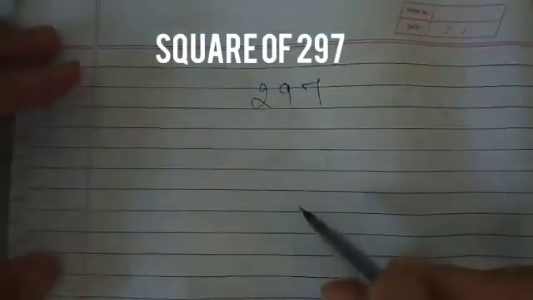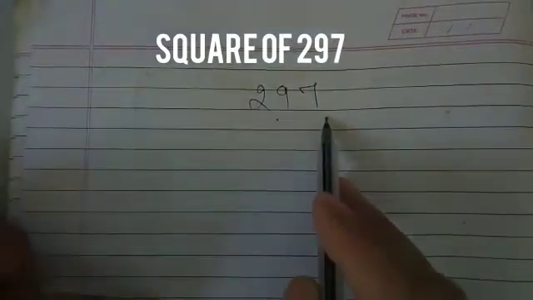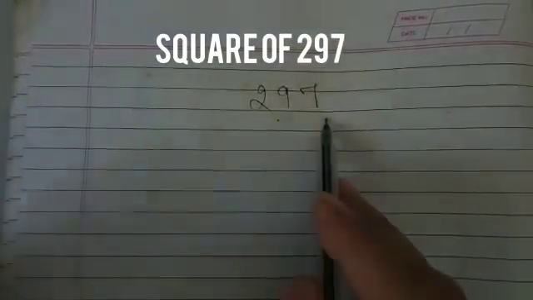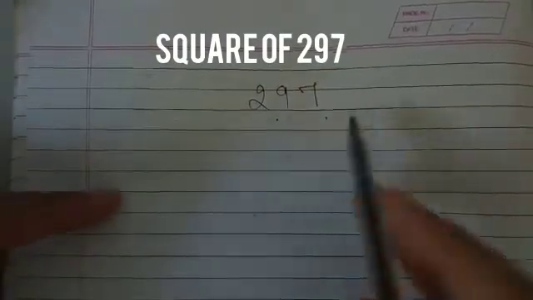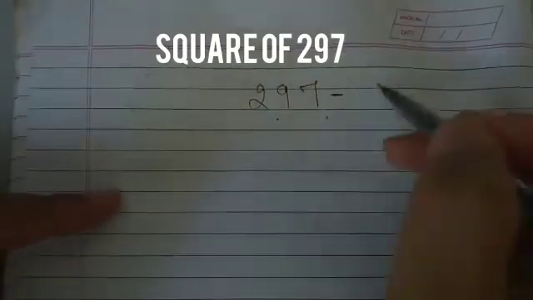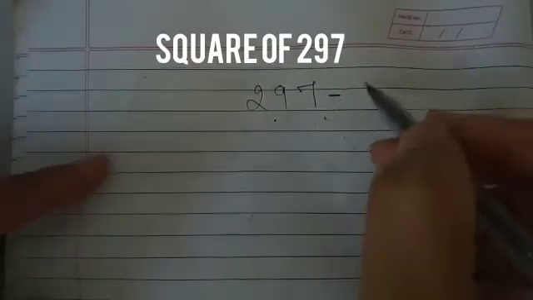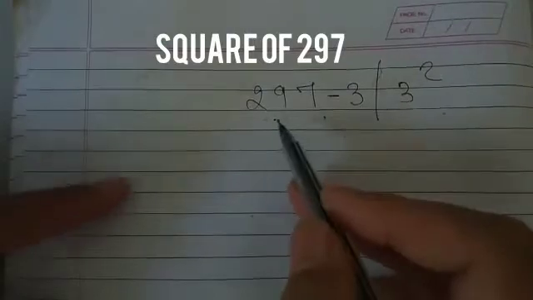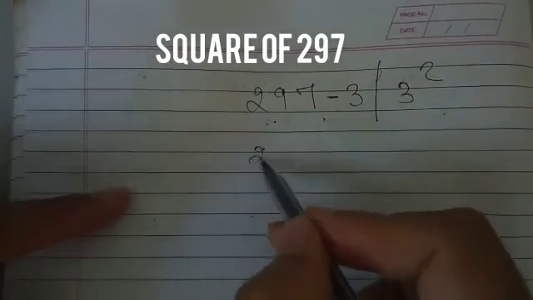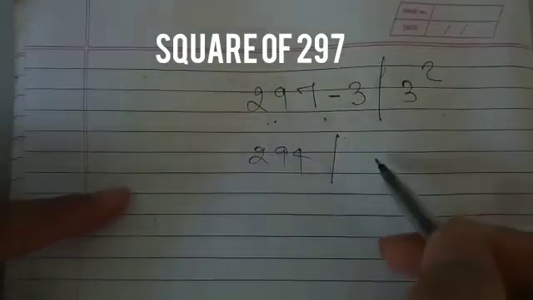Now let's take another example to understand the same thing. Suppose I ask you to find the square of 297. Now here 297 is approaching 300, so therefore the base will be 300 here. Now since it is less than 300, we are going to subtract. So 297 is less than 300 by how much? By 3, and again the square of 3. Now 297 minus 3 will be 294, and 3 square will be 9.